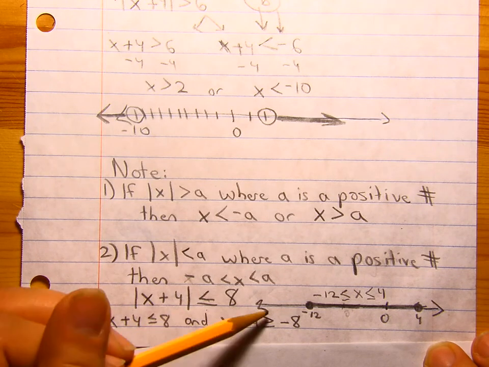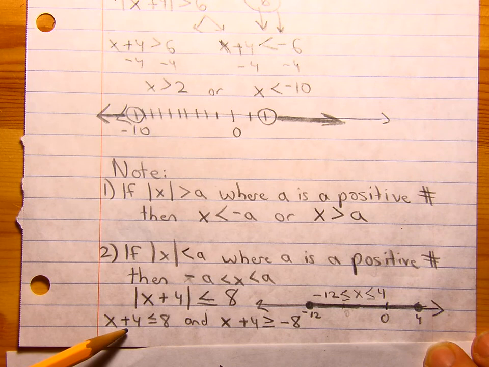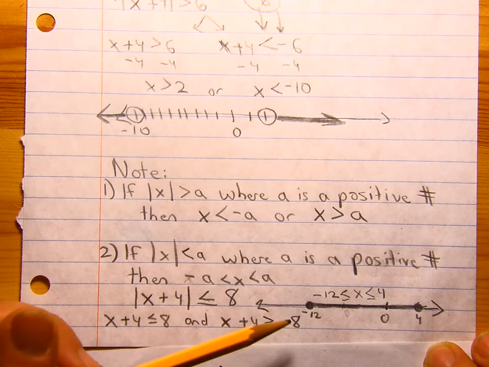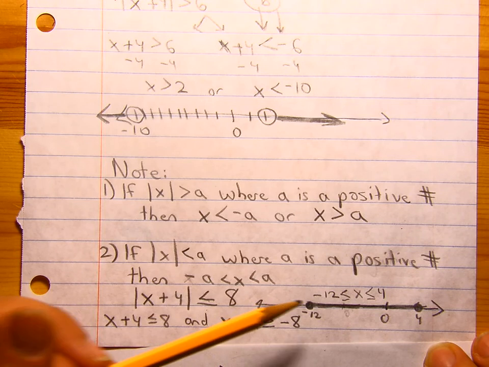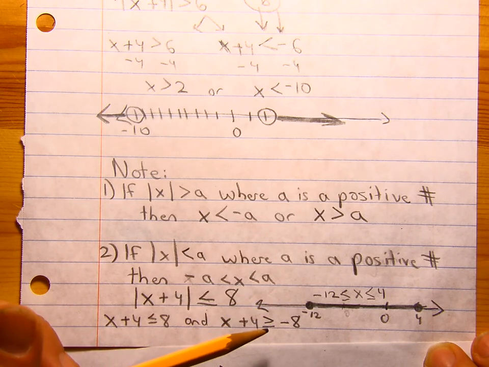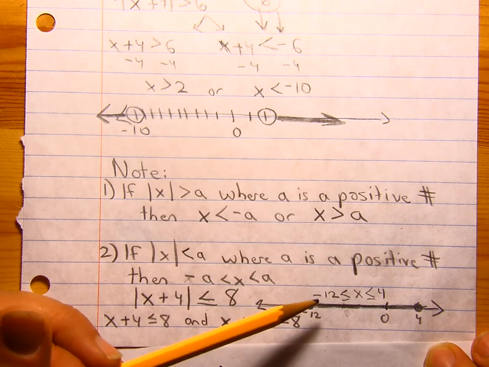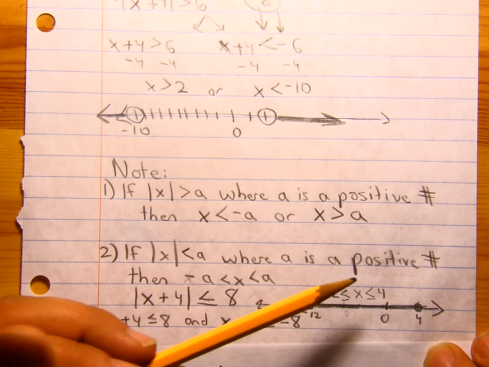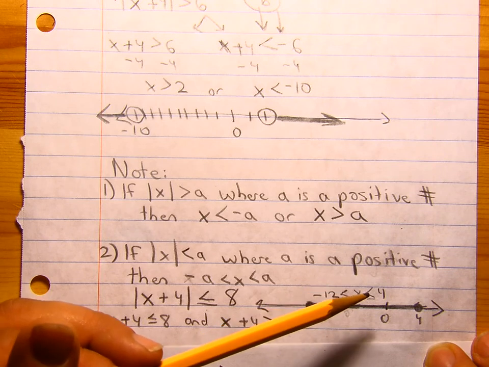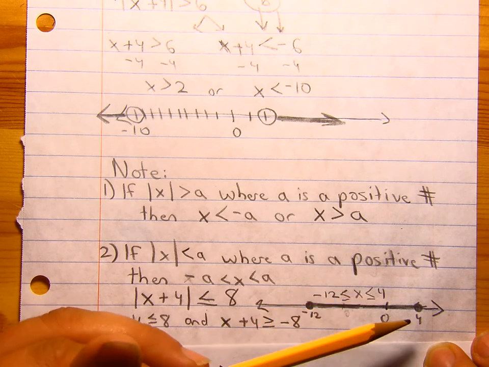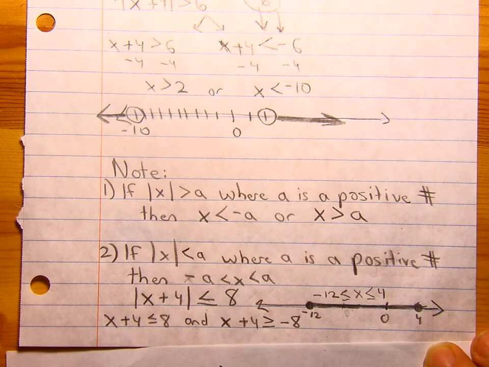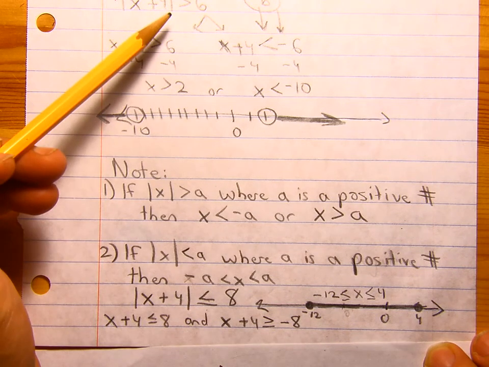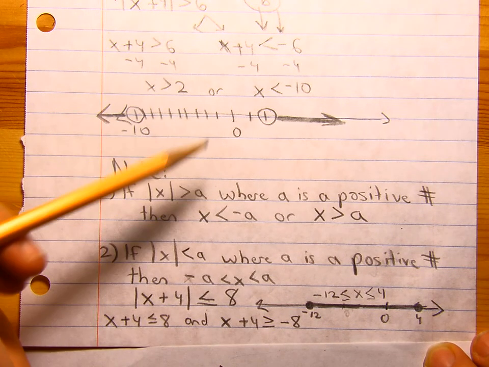So when you go through and solve these, those would be your two quantities you'd get. Subtracting 4 from both sides gives you 4. Subtracting 4 from both sides gets you -12. And so x is greater than or equal to -12 and less than or equal to 4. Thus, they're closed dots. So this is a bit of important information that you need in order to solve these. But overall, it's what you've already been practicing with your absolute values.